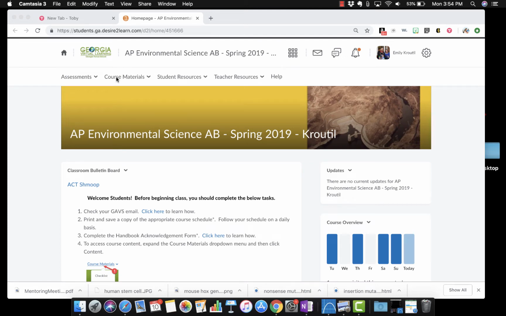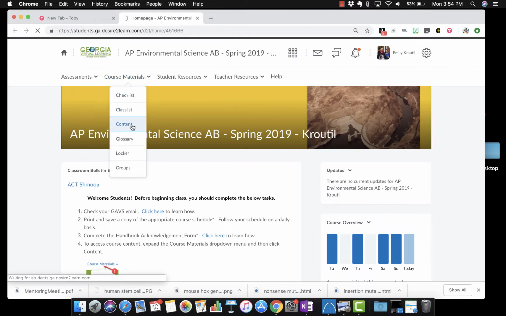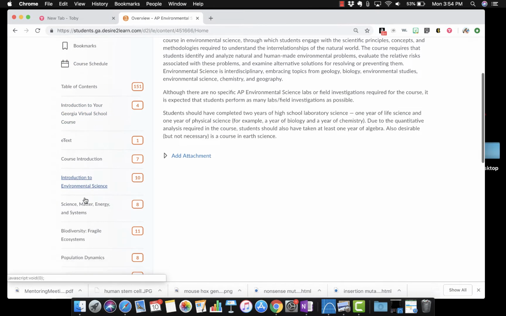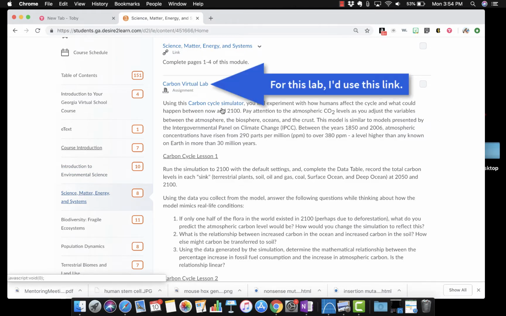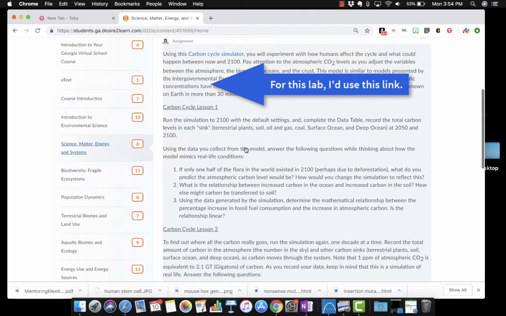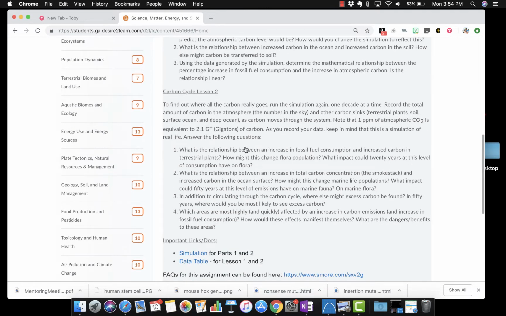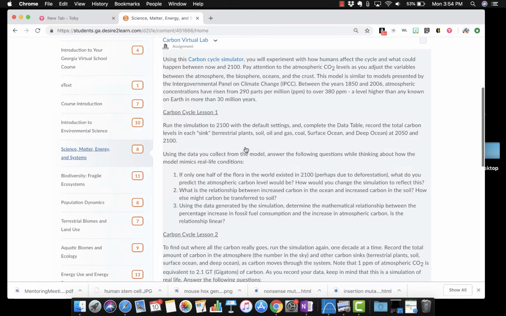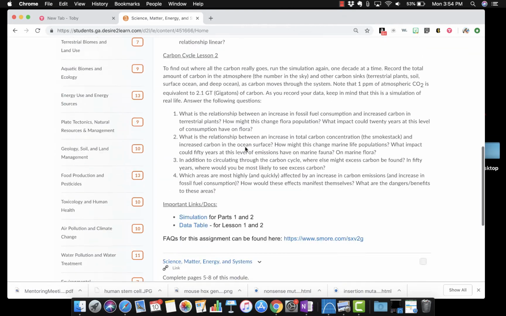Today we're going to work on the Carbon Virtual Lab. Let's find it. There are two ways to find it. You can go into the course materials and go to the content, and then go to the Science, Matter, Energy section. It shows here, and if you click that, it's just going to take you to this page right here, or the Dropbox folder for it.